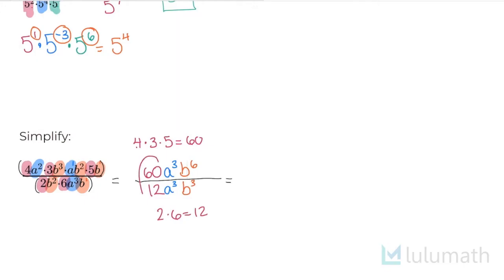Now when I divide 60 by 12, I end up getting 5. A cubed divided by a cubed cancels out because when I subtract my exponents, I get a to the power of 0, which is 1, and 5 times 1 is simply 5. Then I have b to the power of 6 divided by b to the power of 3, and when I divide, I should subtract my exponents. So 5b to the power of 3 is my final answer.